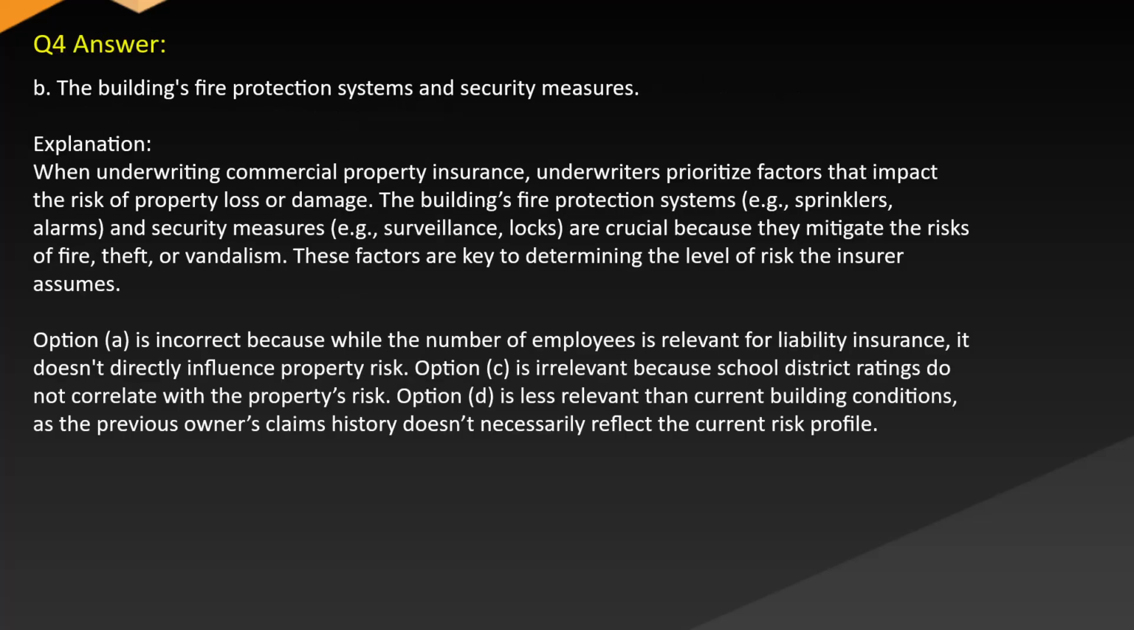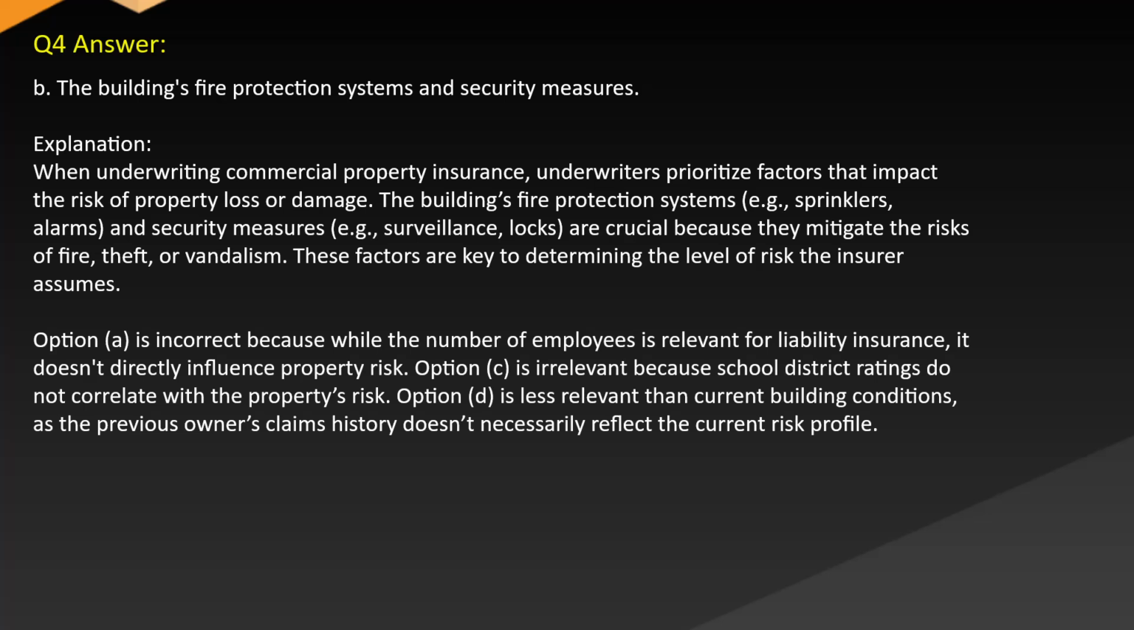Answer B. The building's fire protection systems and security measures. Explanation. When underwriting commercial property insurance, underwriters prioritize factors that impact the risk of property loss or damage. The building's fire protection systems, e.g., sprinklers, alarms, and security measures, e.g., surveillance, locks, are crucial because they mitigate the risks of fire, theft, or vandalism. These factors are key to determining the level of risk.